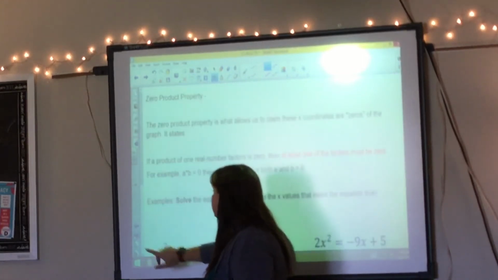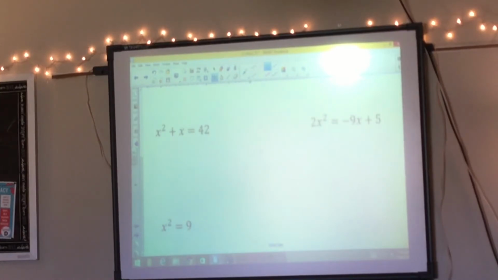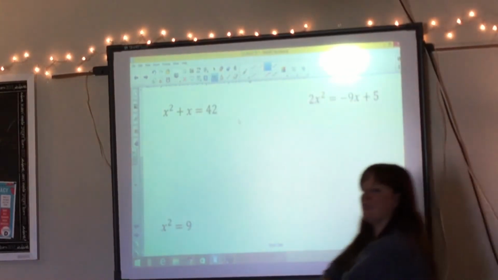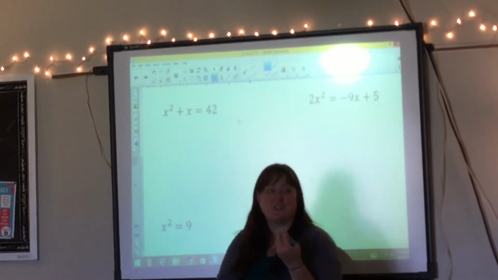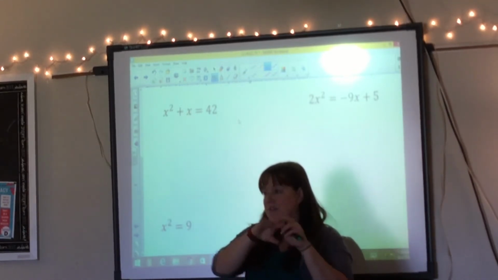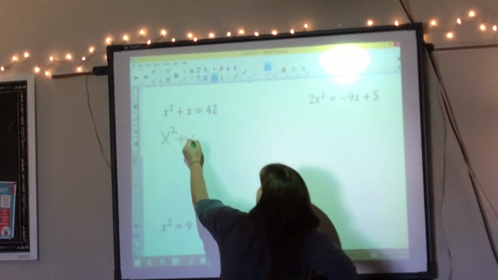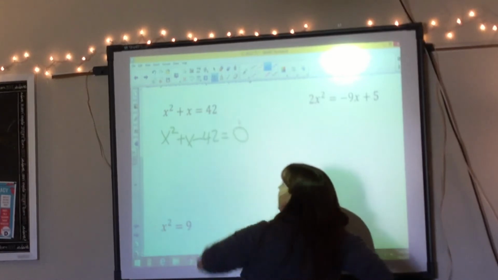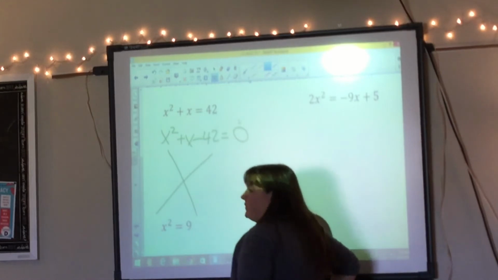So let's see, let's try a few more. x squared plus x equals 42. Let's figure out what the zeros of that one are. So we have to factor it. But it doesn't look like things we've been factoring before, does it? So we gotta have 0 on one side and everything else on the other. So we're just gonna subtract 42. So we're gonna have x squared plus x minus 42 equals 0. Then we can factor it.